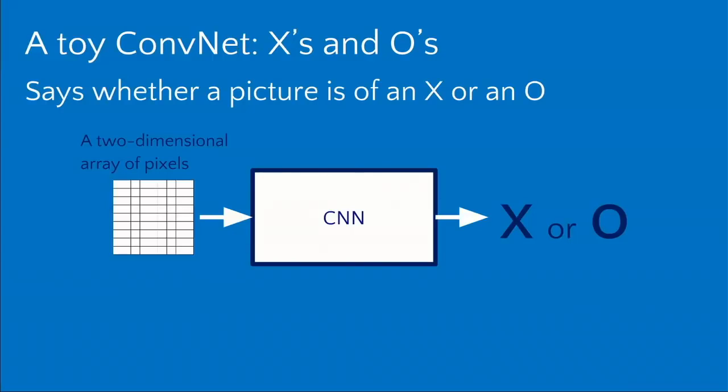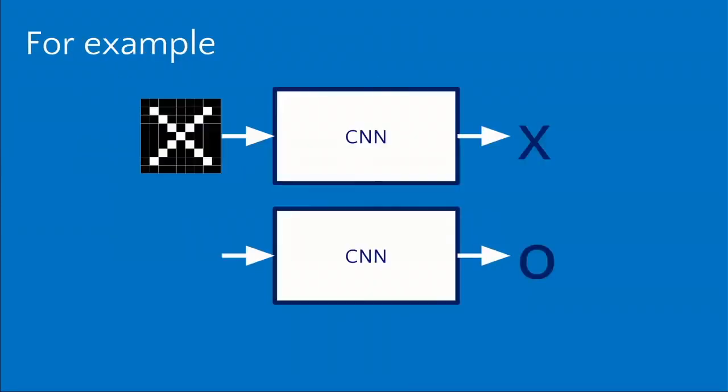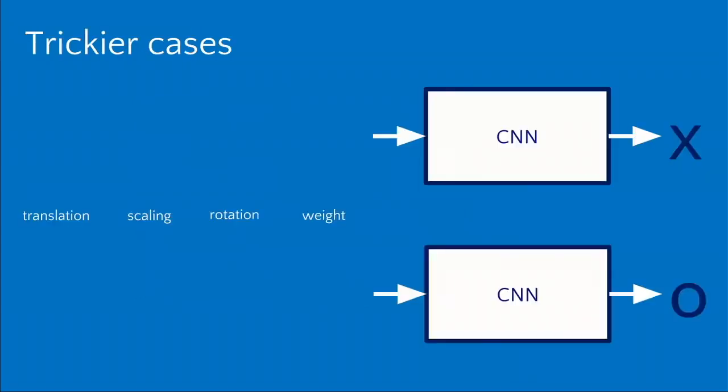So to dig into how these work, we'll start with a very simple example, much simpler than all of these. A convolutional neural network that can look at a very small image and determine whether it's a picture of an X or an O. Just two categories. So for example, this image on the left is an 8 by 8 pixel image of an X. We want our network to classify it as an X. Similarly, with the image of the O, we want the network to classify it as an O.